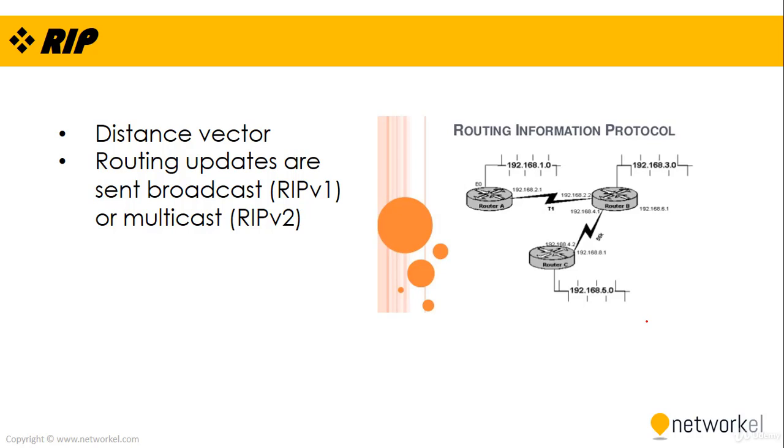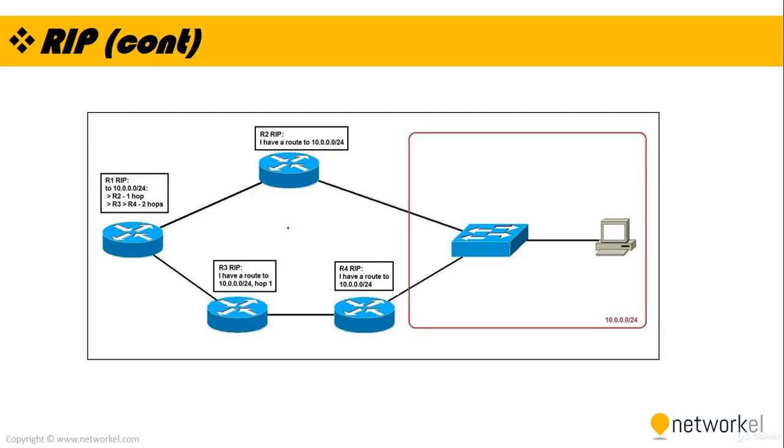Routers that are using the RIP protocol create their routing table based on information exchanged between routers, and these routers send routing updates every 30 seconds to each other, as broadcast for RIP version 1 and as multicast in RIP version 2. RIP uses the Bellman-Ford algorithm, guys, and the actual metric of RIP is the hop count. RIP can support a maximum hop count of 15 routers.